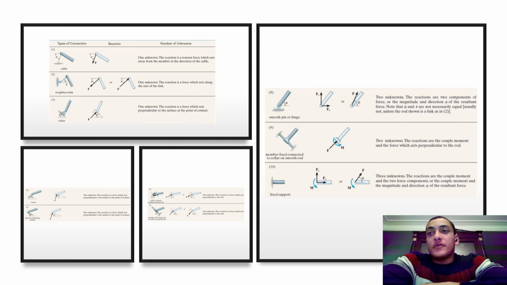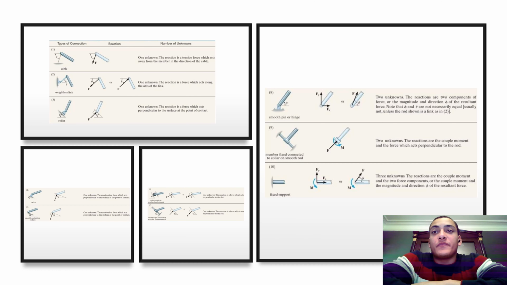Number 4 is a rocker. It has one unknown. The reaction is a force which acts perpendicular to the surface at the point of contact. Number 5, a smooth contacting surface. One unknown. The reaction is a force which acts perpendicular to the surface at the point of contact. Number 6, we have a roller or pin in a confined smooth slot. One unknown. The reaction is a force which acts perpendicular to the slot. Number 7, we have a member pin connected to a collar on a smooth rod. One unknown. The reaction is a force which acts perpendicular to the rod.